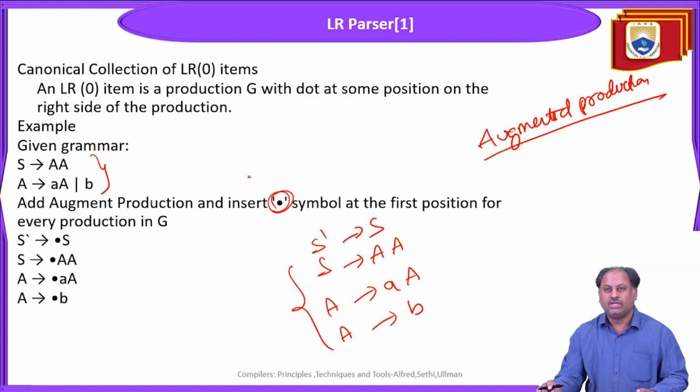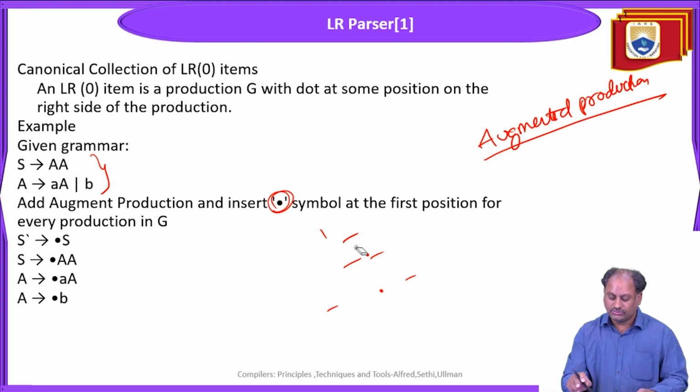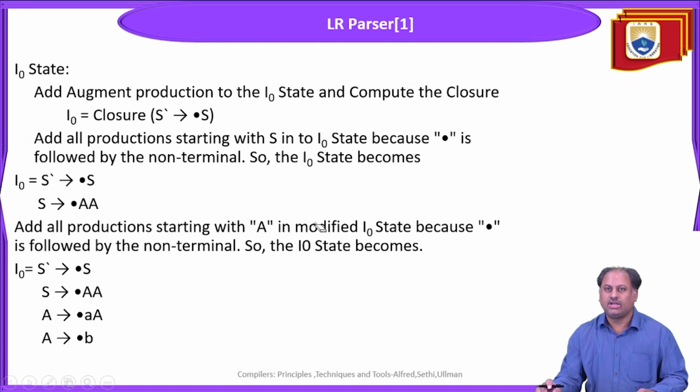Now the canonical collection. In the canonical collection, we have to add a dot at the first position of every production. Here the second rule is A, we insert a dot symbol, the third production is aA, insert a dot symbol at the beginning, and the fourth rule is B, insert the dot symbol at the beginning of each of the right hand sides. Once we place this notation, we can say the LR(0) items are to be processed. Each and every time we have to move the dot symbol one symbol ahead towards the right.